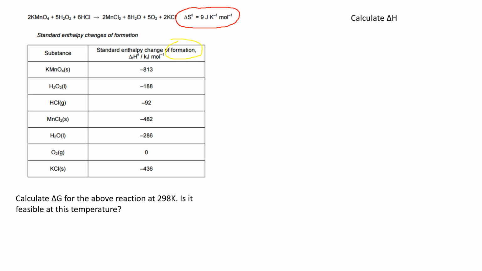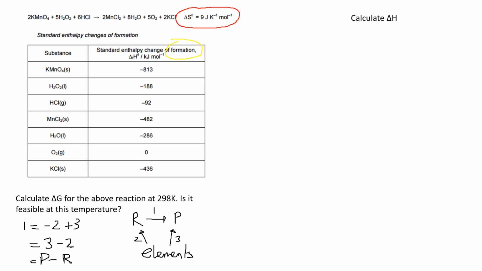So if we remember how to construct a formation Hess cycle, you've got reactants going to products, and then you've got the elements down here, and the arrows must be going up. So if this is arrow 1, this is arrow 2, and this is arrow 3, then arrow 1 equals minus arrow 2 plus arrow 3, or we could say that's 3 minus 2, or we can say products minus reactants. So it's products minus reactants. So now we need to go through and do the calculation for delta H.